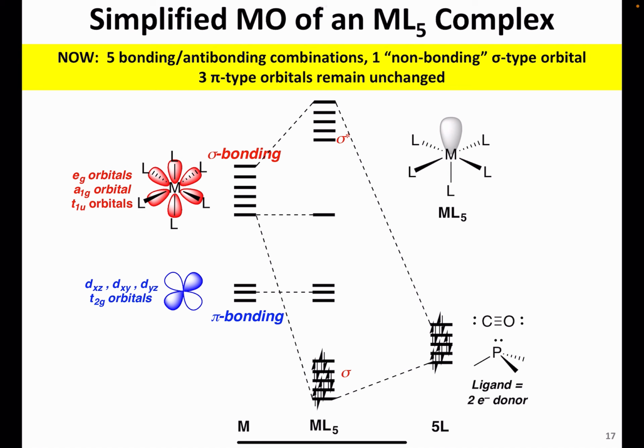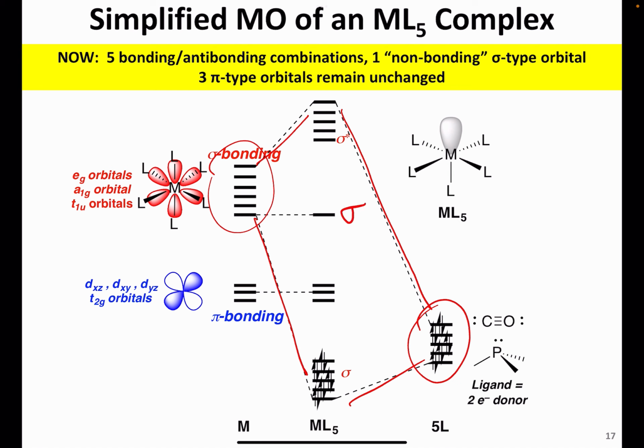Notice we now have 5 ligands on the right-hand side, forming 5 bonding combinations with the sigma bonding orbitals on the transition metal center. We now have 5 anti-bonding combinations. Notice that the 6th orbital that could form a sigma bond now has a non-bonding type orbital that's a little bit high in energy, but you have a non-bonding sigma type orbital, and you have the remaining pi bonding orbitals that started as t2g orbitals.